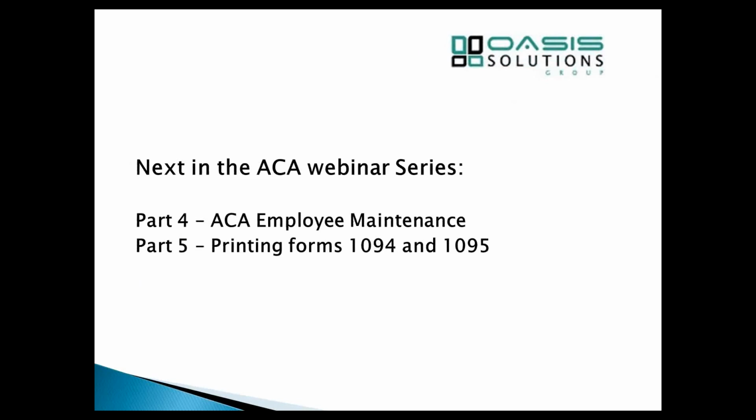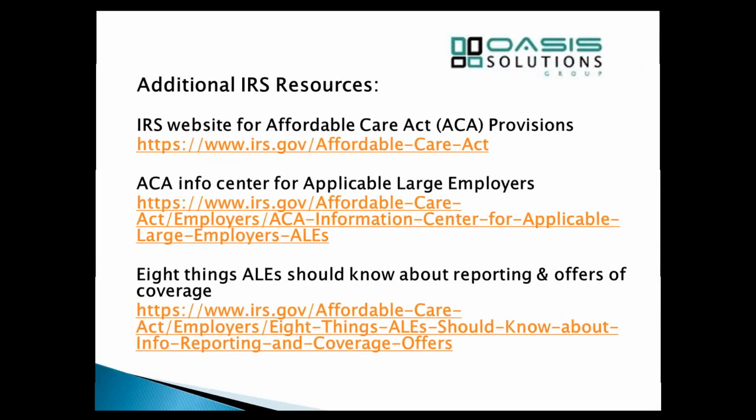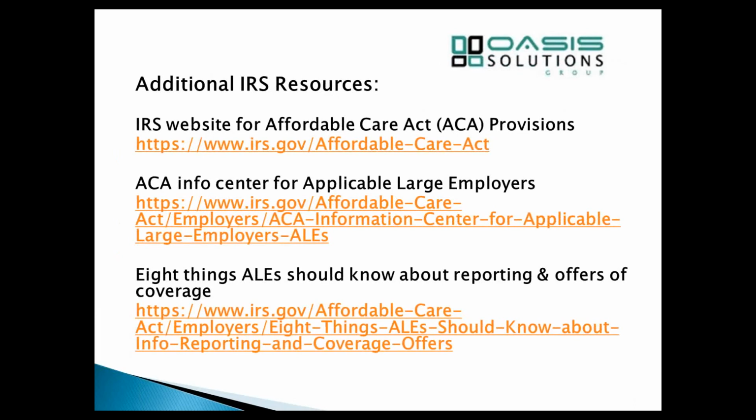Next in our ACA webinar series, we'll be discussing the employee maintenance piece in our Part 4 presentation. In our Part 5 presentation, we'll be discussing printing forms 1094 and 1095. Again, there are additional IRS resources. Here are the links for the Affordable Care Act provisions, the Information Center for applicable large employers, and the 8 things ALEs should know about reporting offers of coverage.